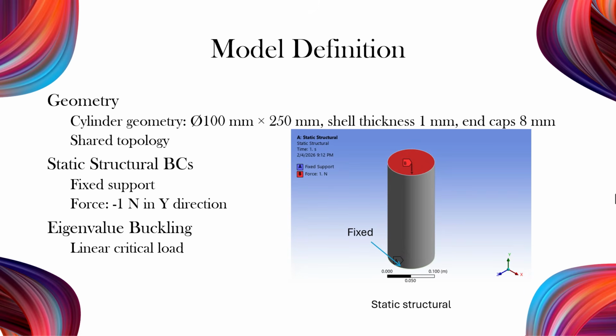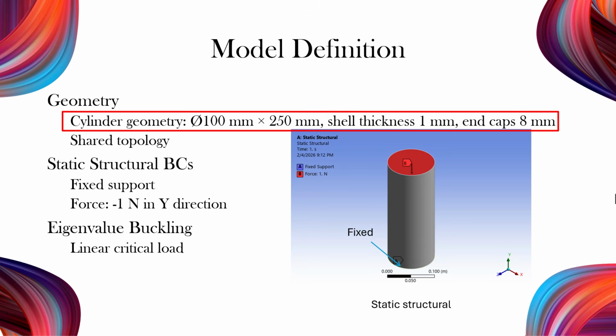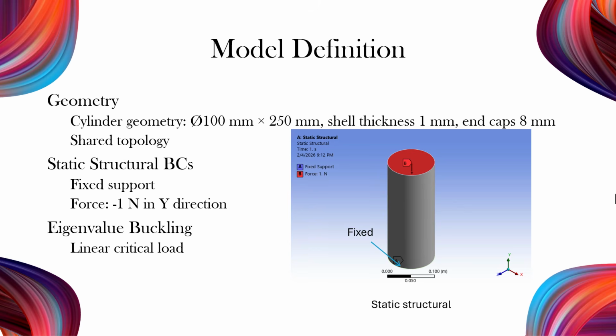The geometry consists of a cylindrical shell with a diameter of 100 millimeters, a height of 250 millimeters, and a shell thickness of 1 millimeter, including two end caps with a thickness of 8 millimeters. The boundary conditions are defined in the static structural analysis. A compressive load of 1 Newton is applied to the upper side of the cylinder, while the lower side is fully fixed. The static structural system is then coupled with the eigenvalue buckling system to determine the linear critical buckling load.